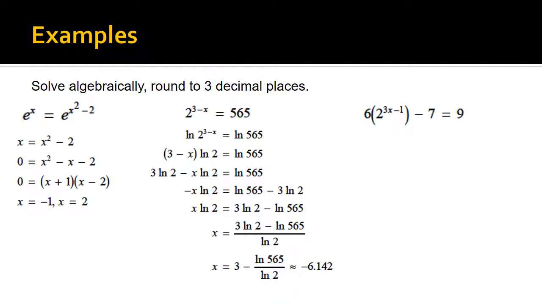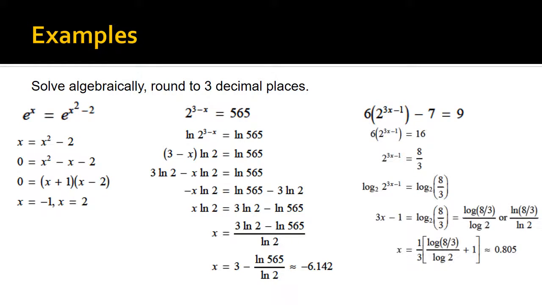On the final one, you want to isolate the 2 times 2 to the 3x minus 1. So we're going to add the 7 and then divide by 6. And that gives us 8/3. And then what they did was take log base 2 of both sides. Now, you could do the natural log, you could do the common log. Here they're doing the log base 2 because that just automatically cancels.